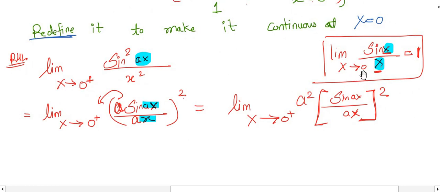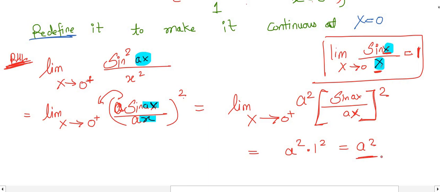The limit as x tends to 0 is 1, so its right hand limit or left hand limit is also 1, because the value is 1. So it will be a square into 1 square if I put the formula here, which is a square. So its right hand limit is a square.